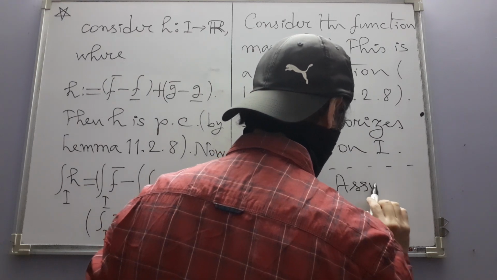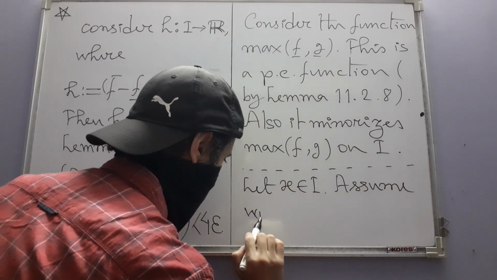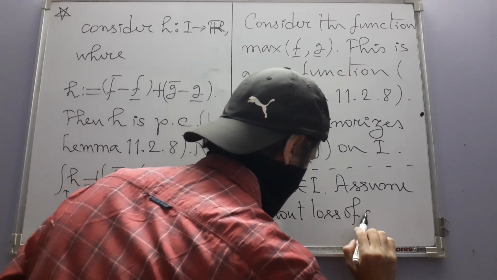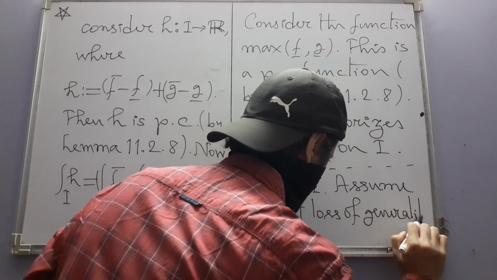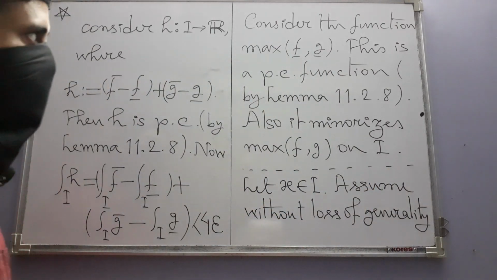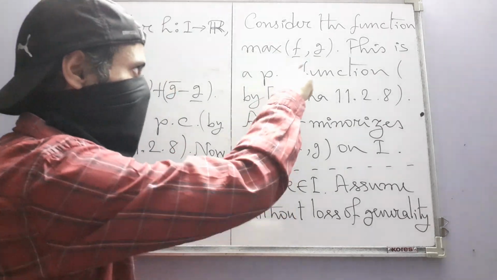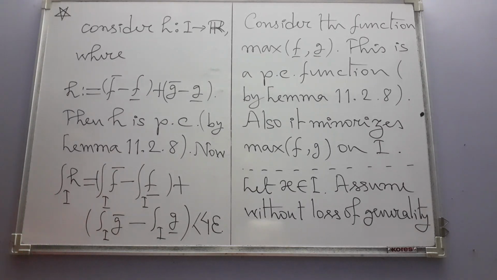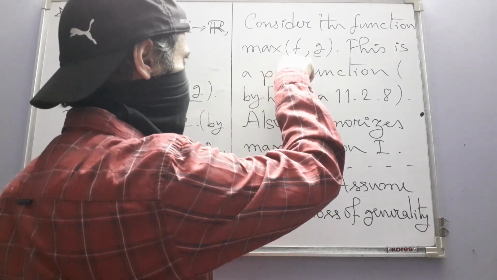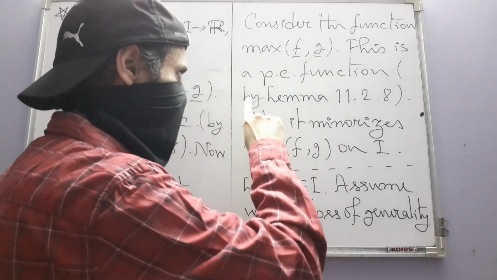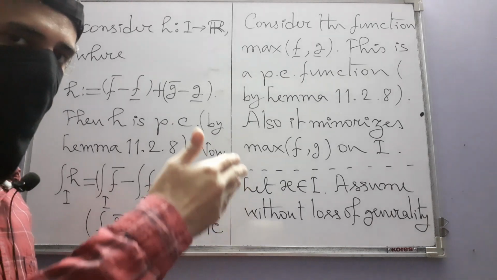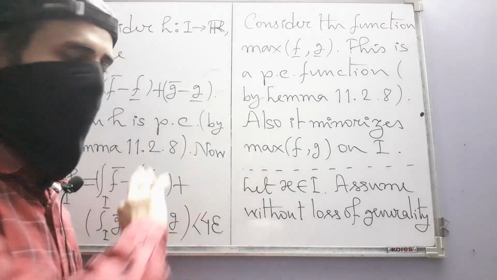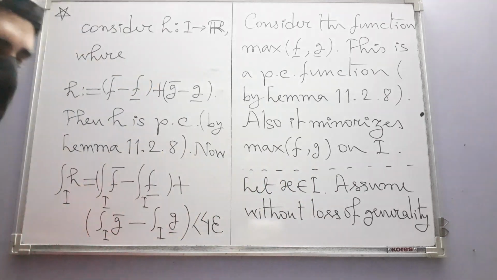Assume without loss of generality that f underscore of x is less than or equal to g underscore of x. Let's just assume, one of these two things will be true, right? Either f underscore at x is less than or equal to g underscore at x, or it's greater than g underscore at x. If it is greater, we will have to change the order of the function. So without loss of generality, we can just assume that.